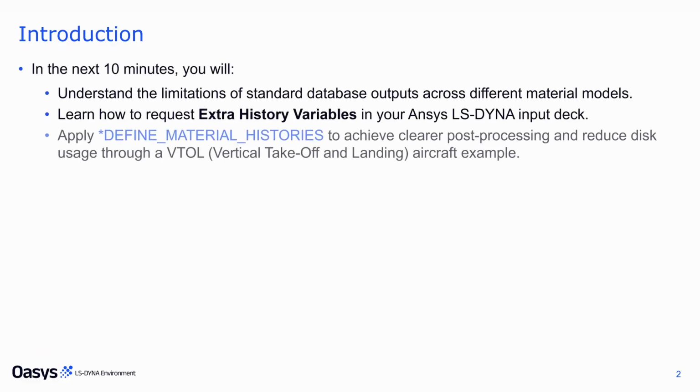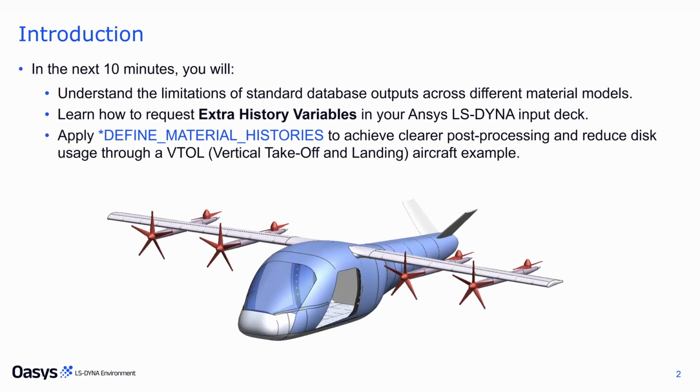In the next 10 minutes, we'll first understand the limitations of standard database outputs and how extra history variables provide information you don't normally get in the standard database files. Second, you'll learn how to request material-specific data within the LS-DYNA keyword input deck. And third, we'll see how the star-defined material history keyword provides convenience when processing the results in Oasys D3PLOT, while also keeping your disk usage low when storing LS-DYNA output files.